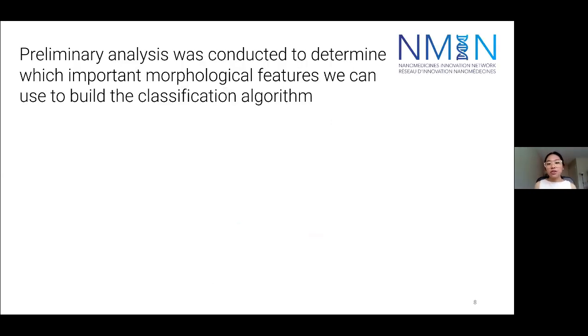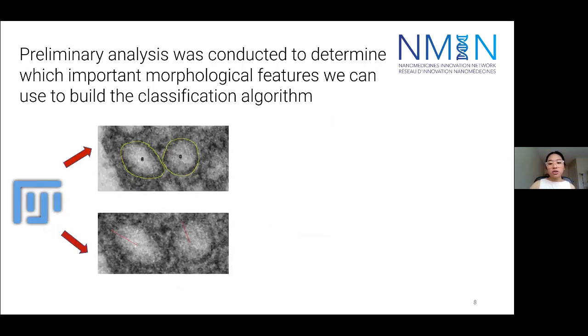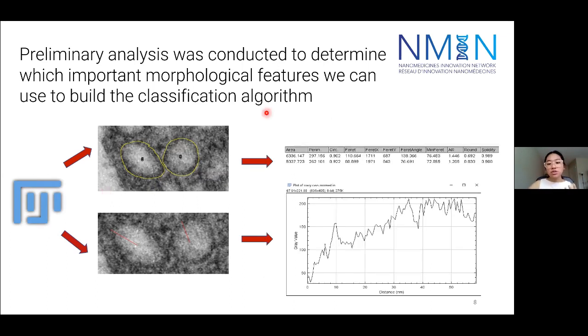We conducted a preliminary analysis to determine which important morphological features we can use to build this classification scheme. So our workflow includes using an image analysis software named Fiji ImageJ. And for each vesicle, two different traces needed to be drawn in order for us to be able to extract our desired data. Using these traces on ImageJ, we can then obtain the vesicle's parameters. So we wanted to look at cross-sectional area, perimeter, Feret diameter, coat thickness, circularity, and finally the contrast ratio between the vesicle coat and its lumen.